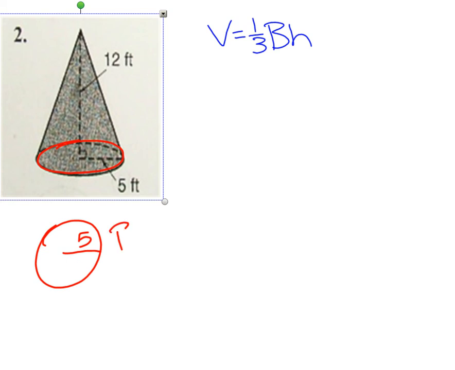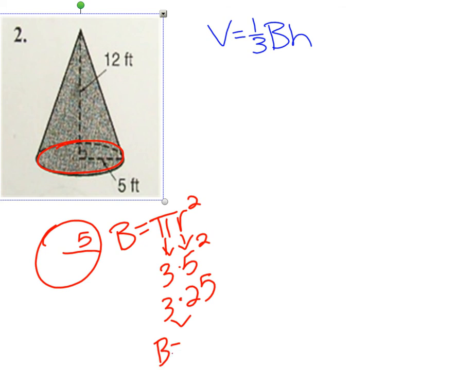Since we're looking for the area of the base, what is our formula for area of a circle? Just pi r squared. We then fill in our numbers. Our radius is 5, so 5 squared times pi, which we can say is 3. 5 squared is 25, times 3 is 75. So the area of our base is 75.